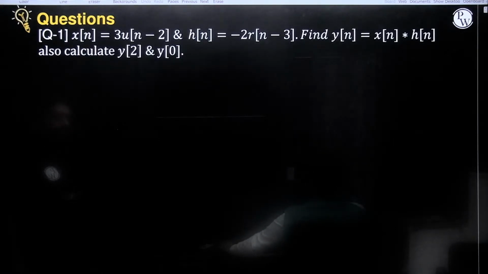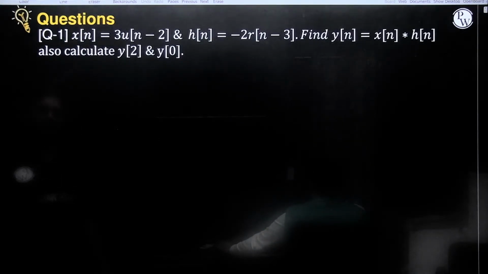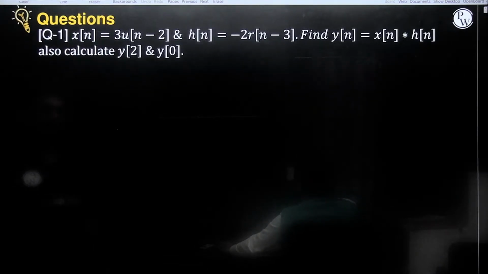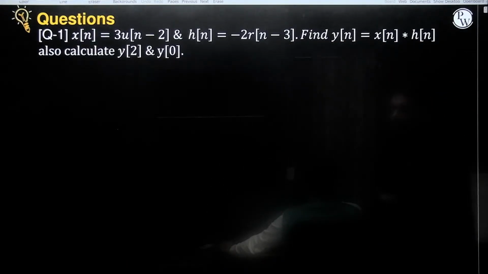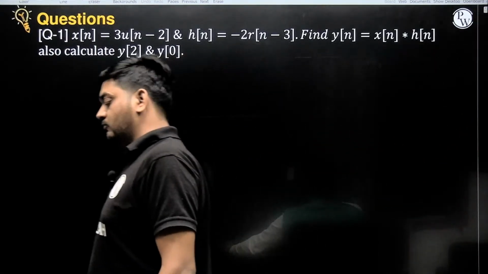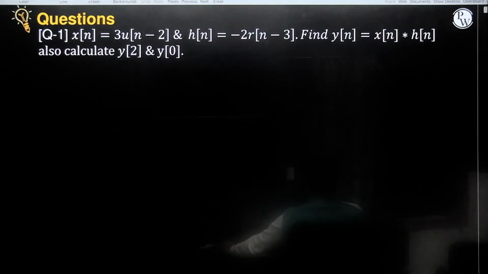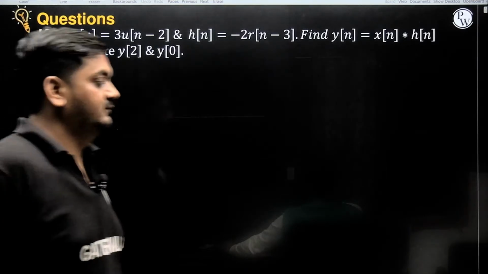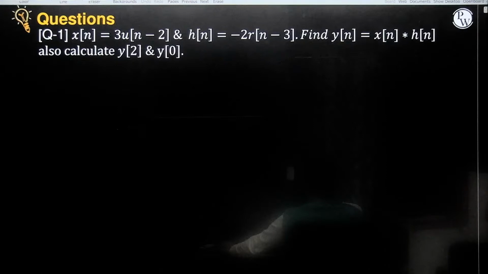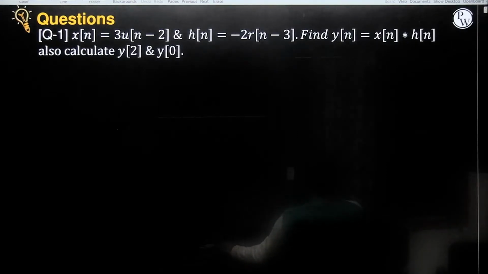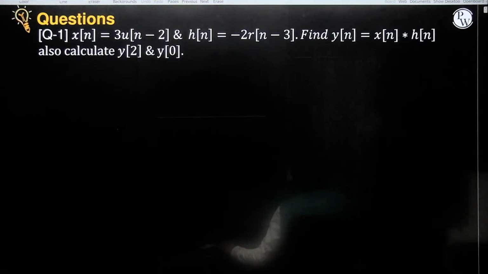Okay, so look at x of n. The next question asked is the convolution of x of n, given x of n equal to 3 into u of n minus 2 and h of n equal to minus 2 r of n minus 3. Find y of n equal to x of n convolution h of n, and also calculate y of 2 and y of 0. How to solve this question? Any idea? Use the property to solve this question, guys.